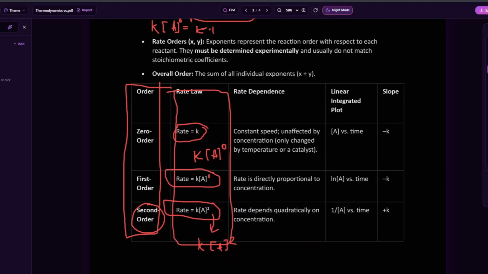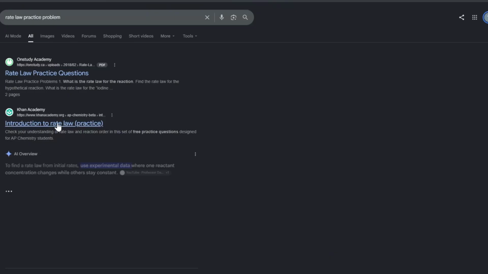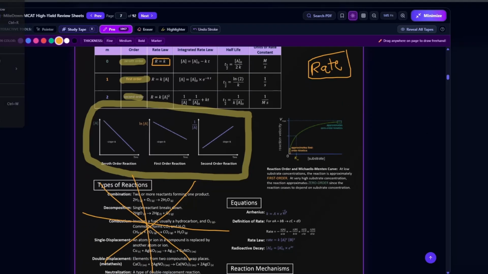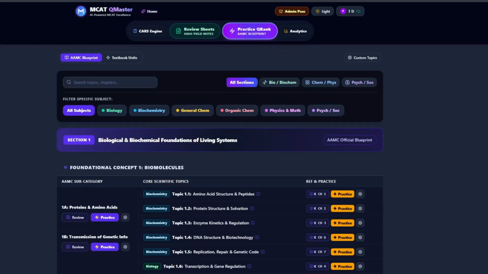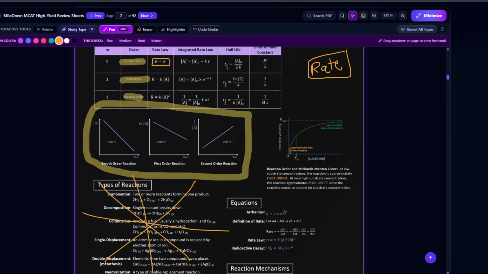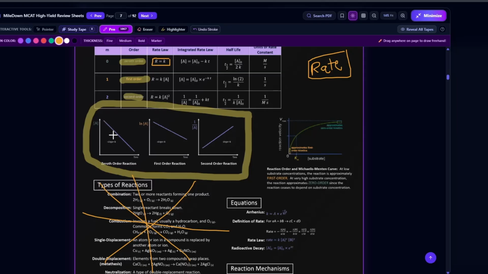And then you want to do a rate law question, a rate law practice problem. I'm going to show you how to find the practice problem from here. If I go to practice QBank, okay, I believe we stopped on these rate orders. So again, if it's zero order, rate equals k when you solve for the rate law.